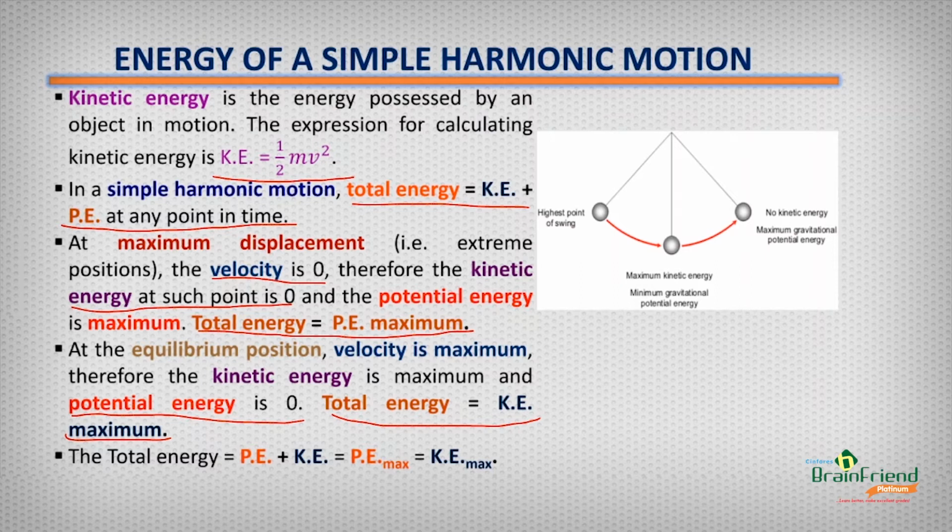Now, from the law of conservation of energy, which states that the total energy at any point in the system remains the same, we have that the total energy is equal to PE plus KE, which is potential energy plus kinetic energy, and is also equal to the maximum potential energy and equal to the maximum kinetic energy.